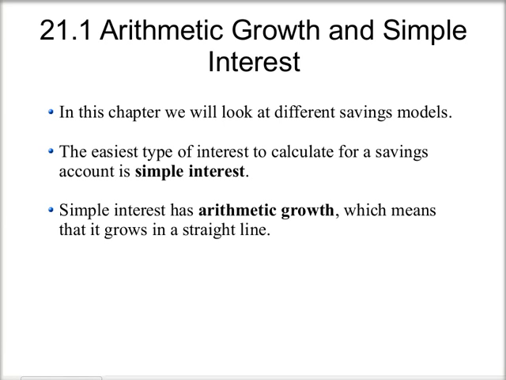We're starting the second module of the class now, and we're going to look at your money and resources. In this chapter, we'll look at different types of interests. The easiest type of interest to calculate for a savings account or a loan is called simple interest. Simple interest has arithmetic growth, which means that it grows in a straight line.